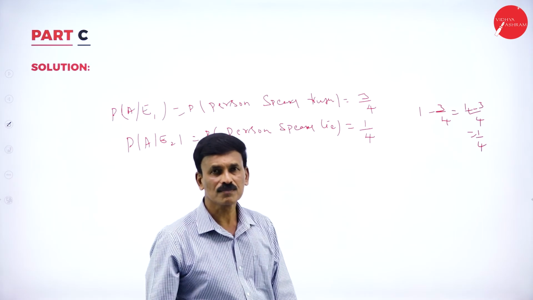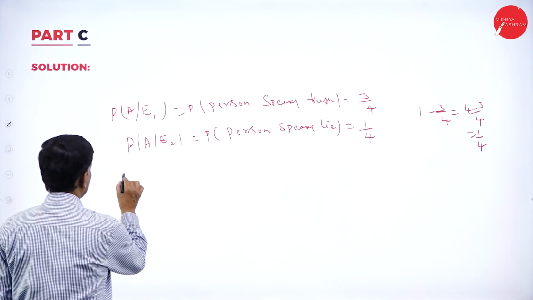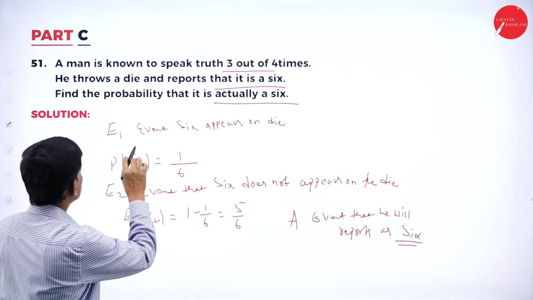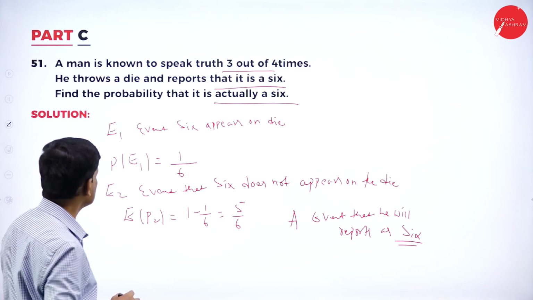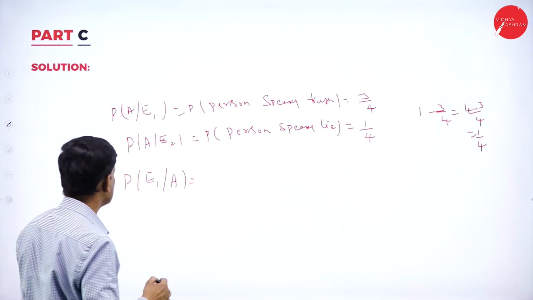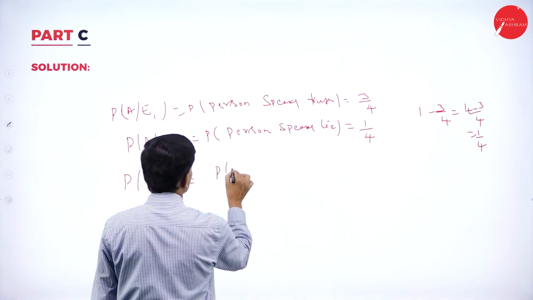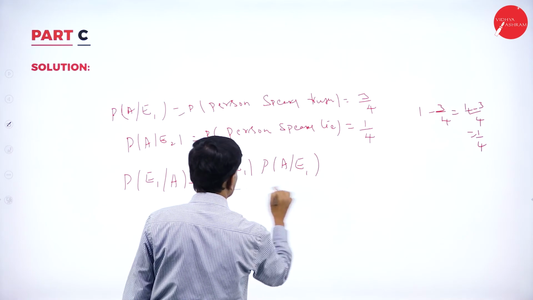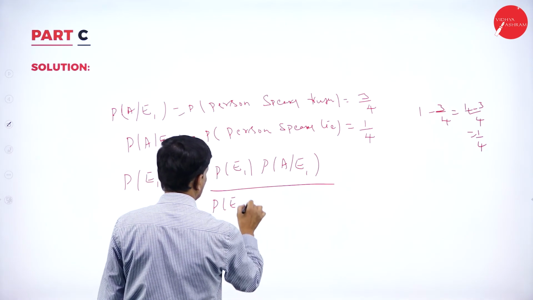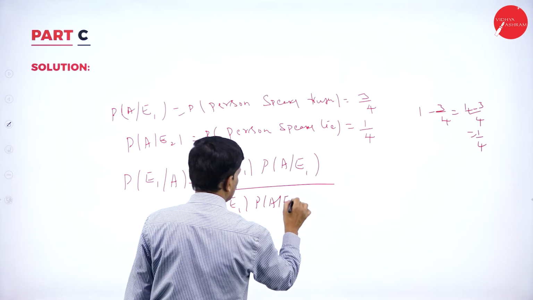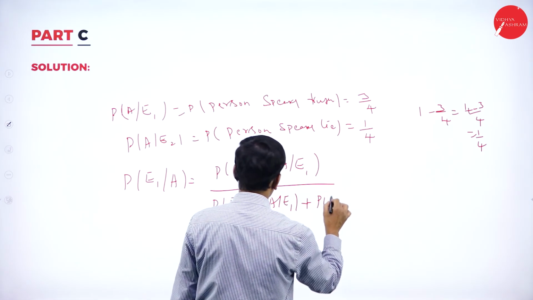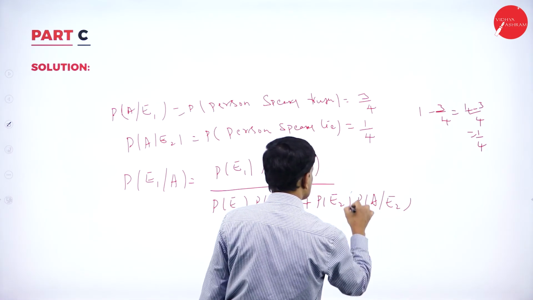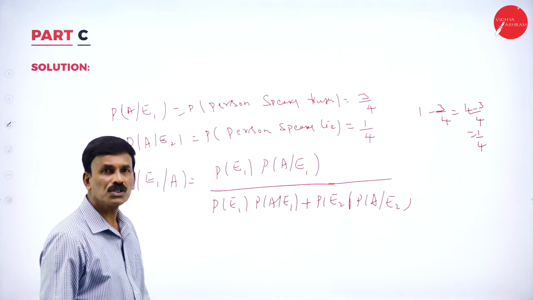Now, using Bayes' theorem, we can write the probability of E1 given A, that is, the probability that it is actually 6, is given by: the probability of E1 into the probability of A given E1, divided by the probability of E1 into the probability of A given E1, plus the probability of E2 into the probability of A given E2. This is the formula we are going to use. So, simplify here.